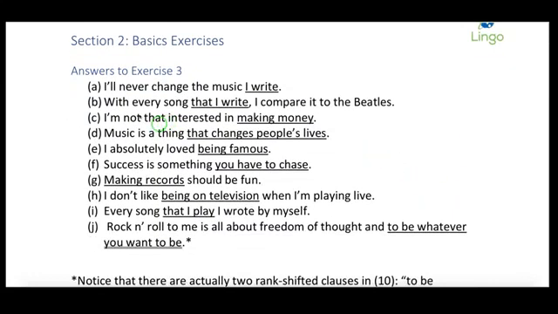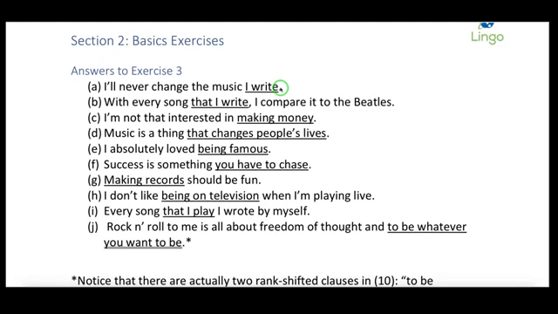First, he says, "I'll never change the music I write." So I could ask you, how many sentences and how many clauses in this instance? Okay, so there's a capital letter, there's a full stop. It's 1 sentence. How many clauses? You need to count the verb groups. So will never change is 1 verb group. That's 1 clause. And write is another verb group. So we have 2 clauses.